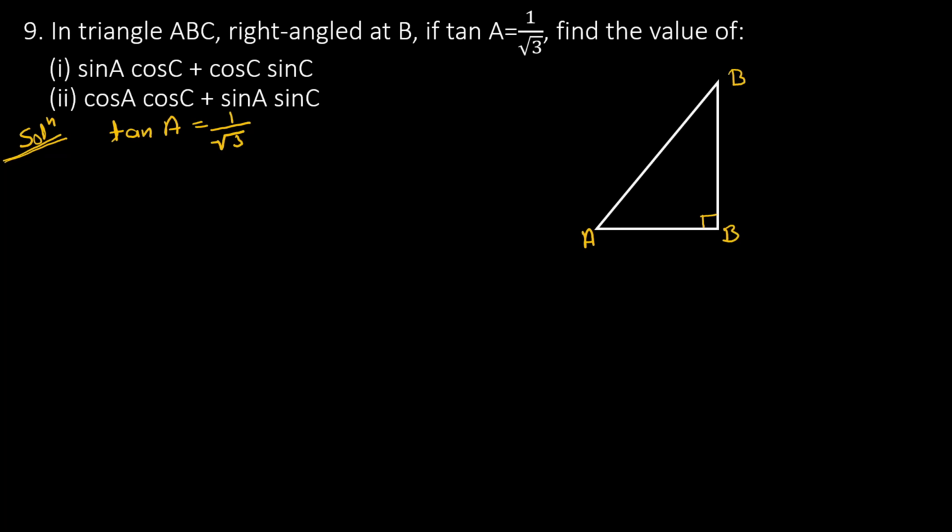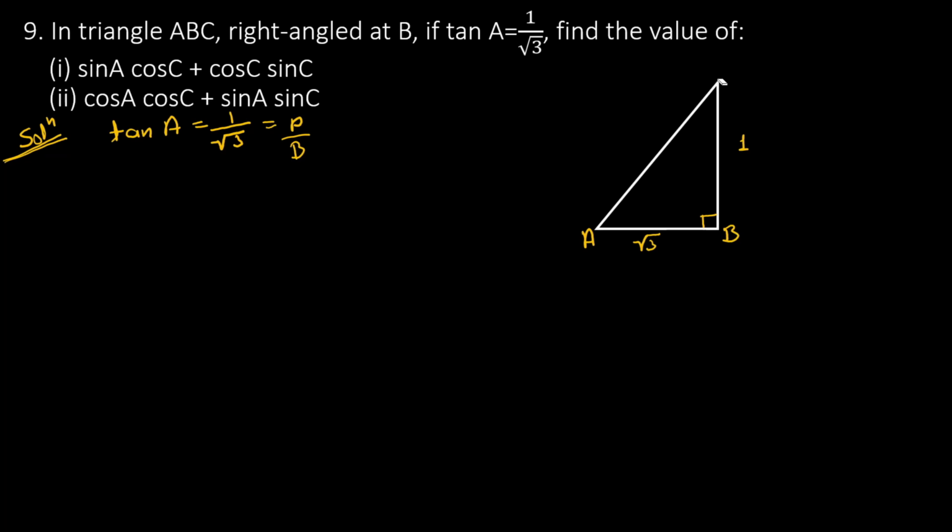Now we have to find sin A cos C plus cos A sin C. To find all these things, firstly we need the base, perpendicular and hypotenuse. Tan A equals 1 by root 3, which is perpendicular upon base. So perpendicular is 1 unit and base is root 3 unit. And now we have to find the hypotenuse.